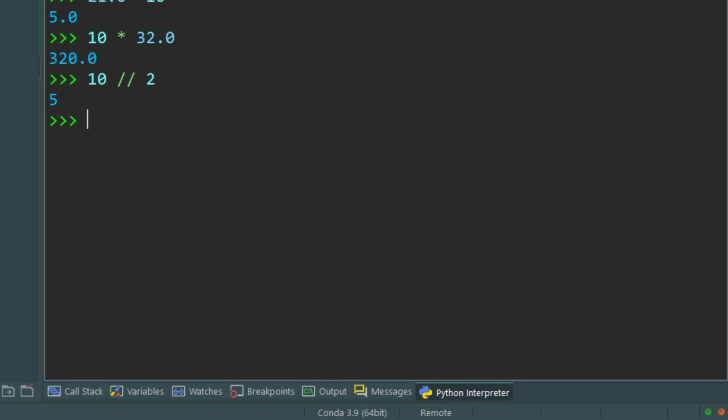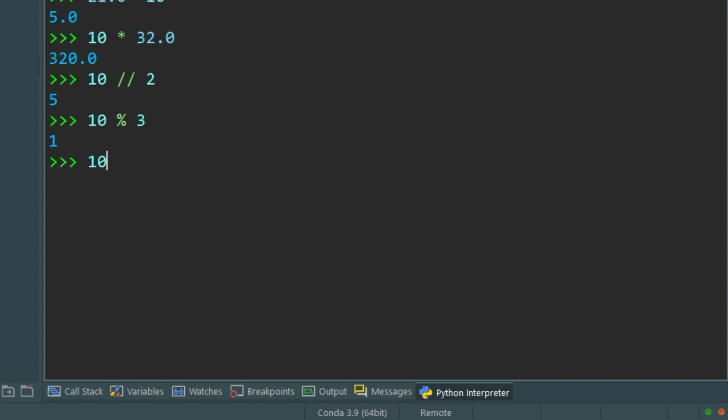The percentage symbol defines the modulus operator. Modulus returns a remainder after the division. So if we had 10 modulo 3, 3 goes into 10 3 times with 1 remaining. So the modulus operator will return 1 in this instance. It is the remainder after the division.